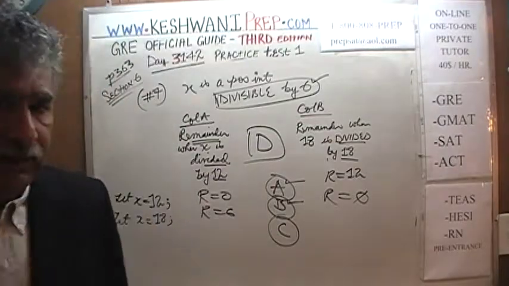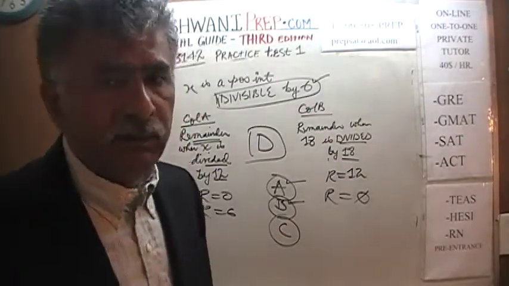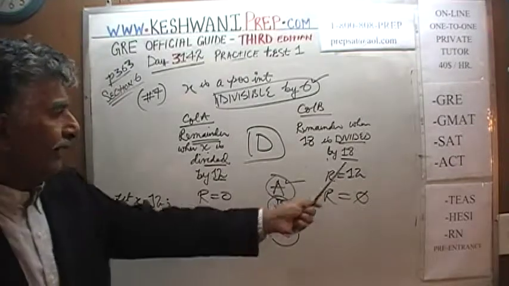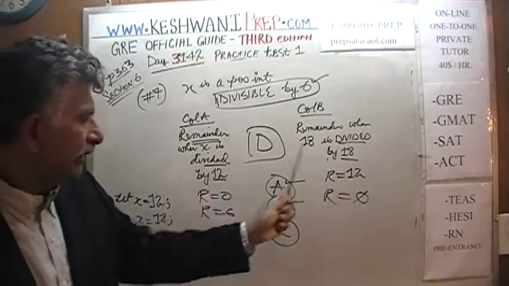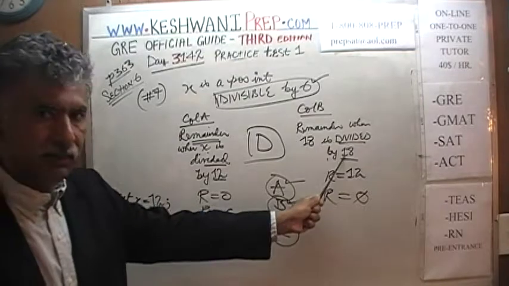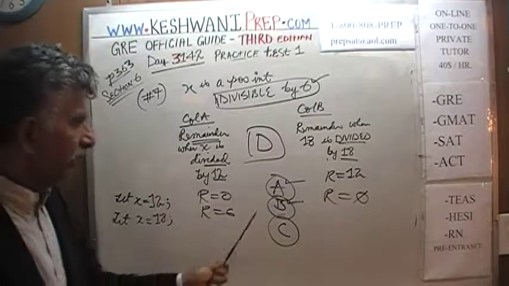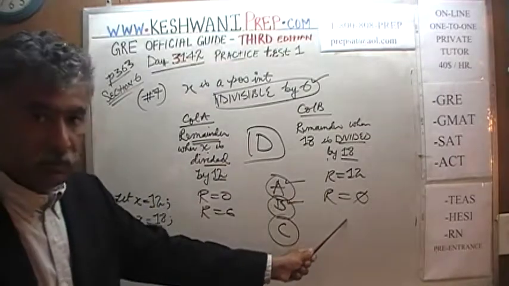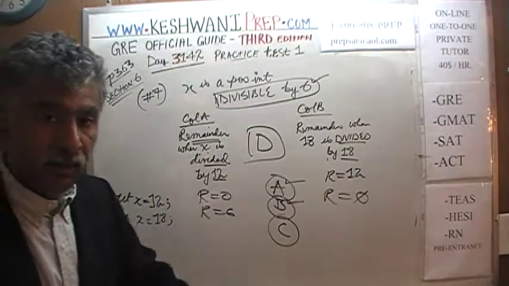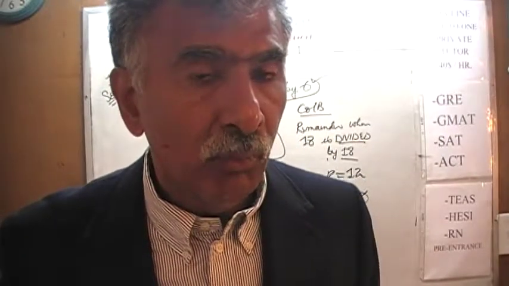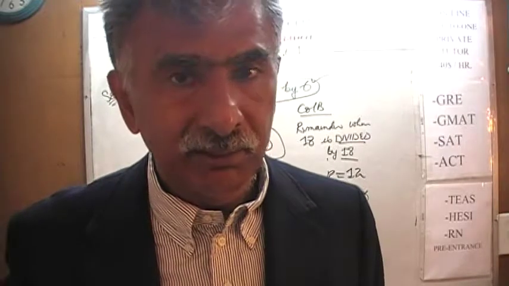In order for the answer to be C, what we need to find is some number that is a multiple of both 12 and 18. If we can think of some number that is a multiple of both 12 and 18, then when we divide that number by 12, we're going to get a remainder of 0 because it's a multiple of 12. And when we divide the same number by 18, we'll get a remainder of 0 because it's a multiple of 18. Can you think of such a number? Can you think of the smallest number that is both a multiple of 12 and 18?